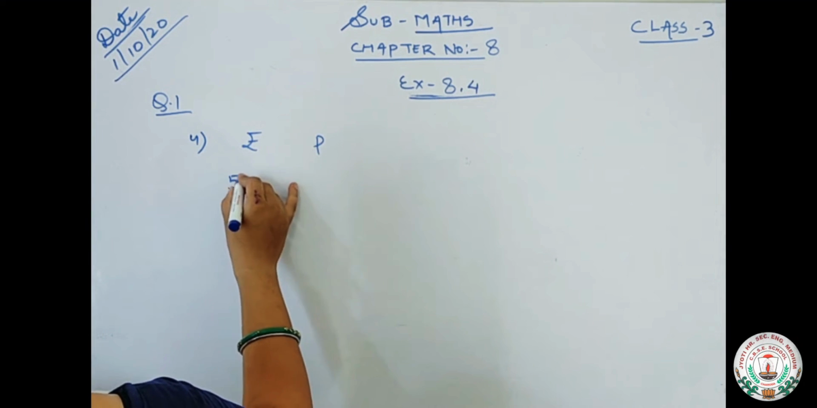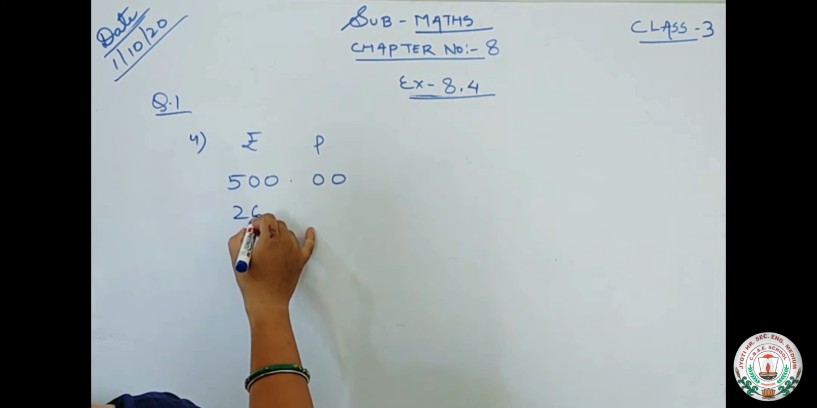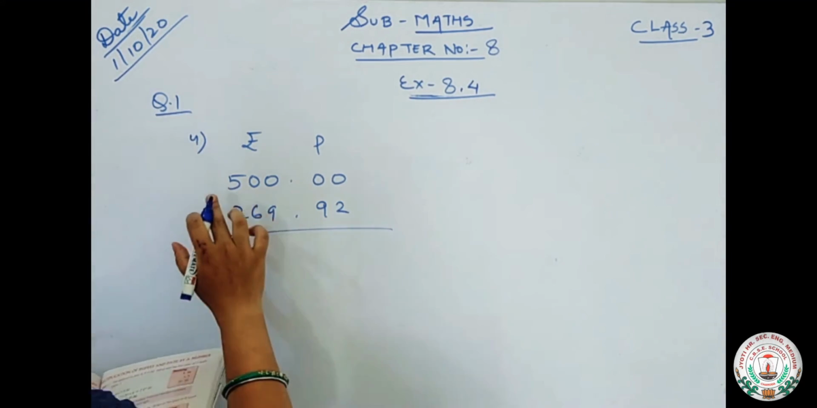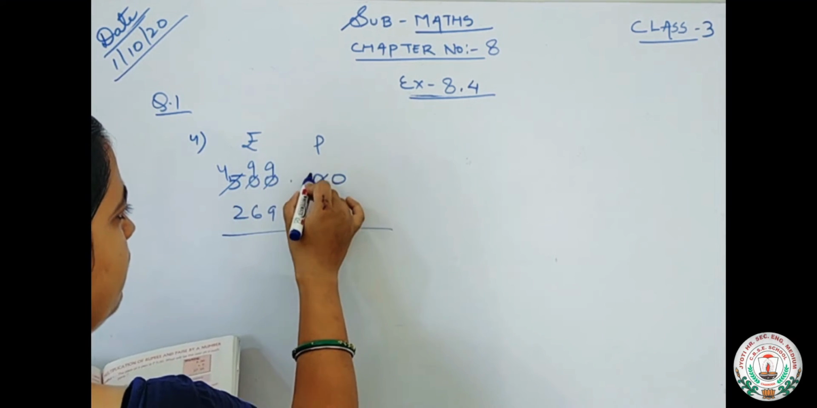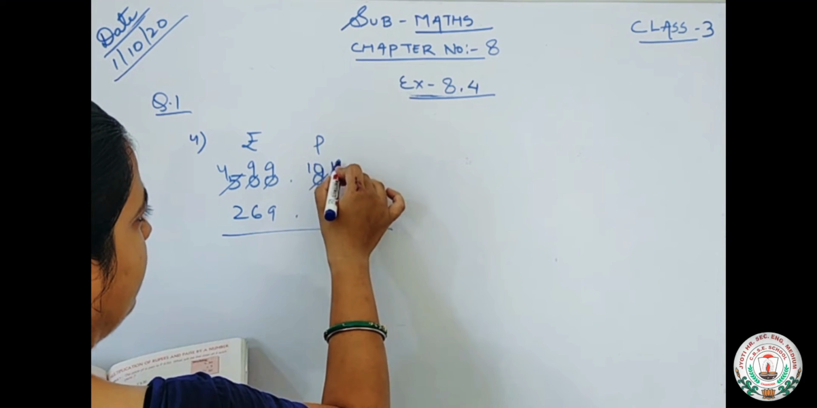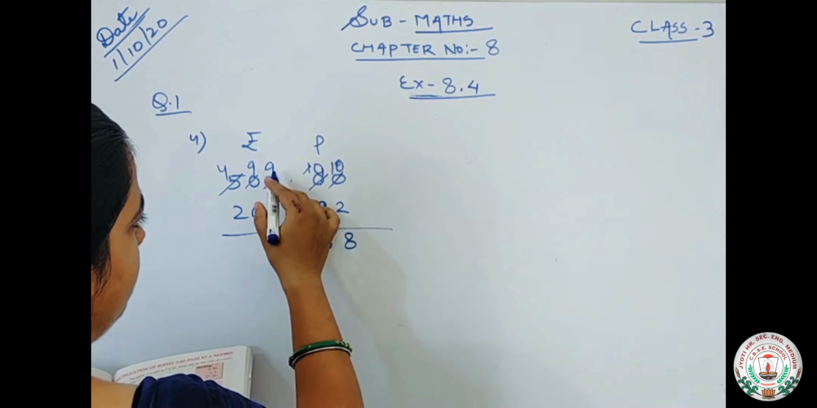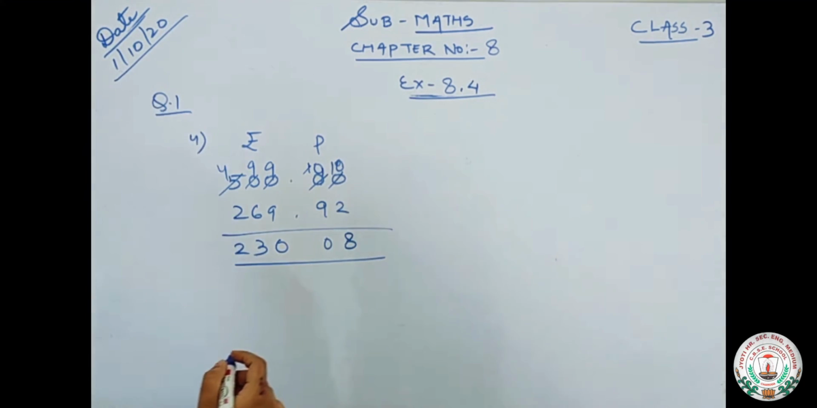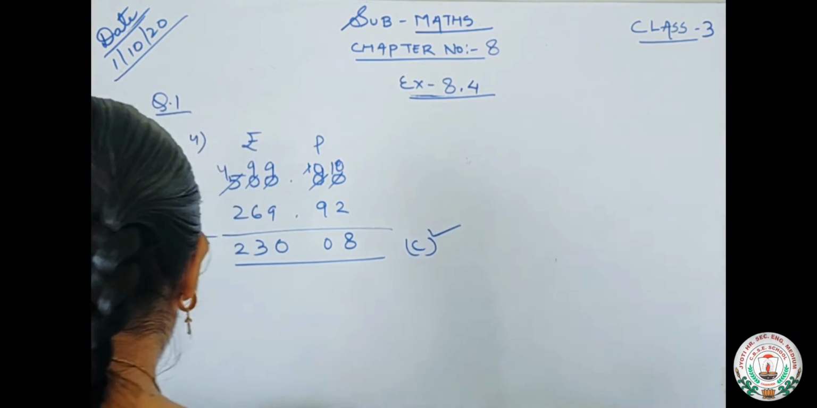between rupees 500 and 269.92. Okay, same procedure, we have to take carry from rupees into paise. So this will become 4, 9, 9, and this will become 10 and 100. 10 minus 2 is 8, 9 minus 9 is 0, 9 minus 9 is 0, 9 minus 6 is 3, 4 minus 2 is 2. So what is our answer? Answer is rupees 230.08, which is given in option number C.